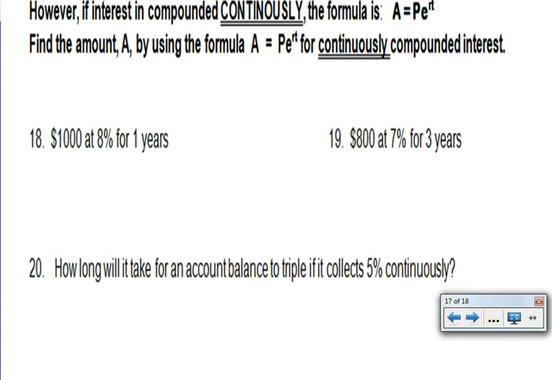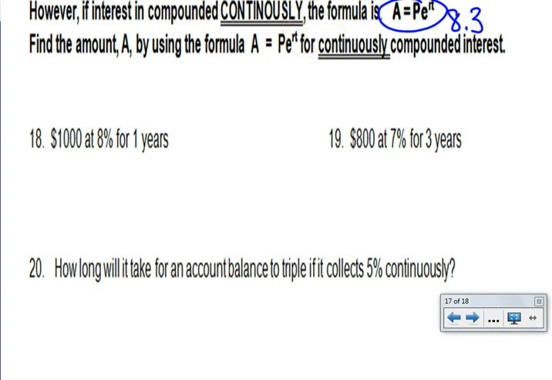Then this is our formula from 8.3. So if you're in your book trying to take some notes, you can go to section 8.3. This is called the continuous function. The continuous function is A equals P times e to the rt power. We call this PERT for short, kind of a pet name for our function. P is the initial amount that we invest, R is our rate, and T is time.